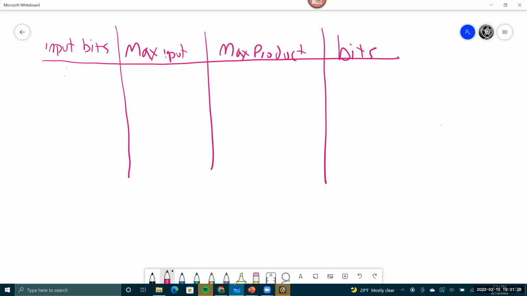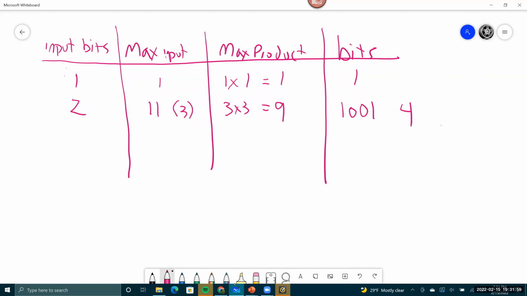So let's start off with a base case. If the input size is 1, the largest value is 1. So the maximum product is 1 times 1 is 1, and 1 can be stored in 1 bit. All right, that's too easy. Now let's do 2. If 2 bits, then the maximum input is 11, right? And that value is 3. So it's 3 times 3 gives you 9. So 9 is 1001, which is 4 bits, right?